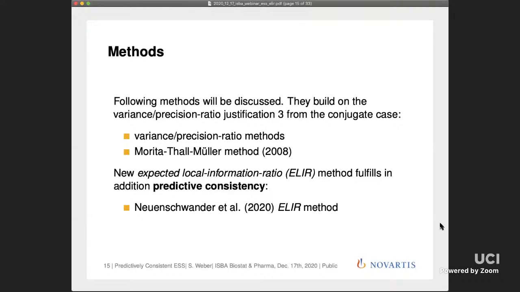The methods we're going to look at are the following. Basically, these are three things. They build, in essence, on the variance precision ratio justification 3, which we've just seen. So these are variance precision ratio methods. And we're also going to discuss, actually in a bit more detail, the Morita-Thall-Müller method from 2008. And in addition, we're going to discuss the new method, the ESS-ELIA method, where ELIA stands for the expected local information ratio, which fulfills a new requirement, a predictive consistency requirement, which is not fulfilled by the other methods.